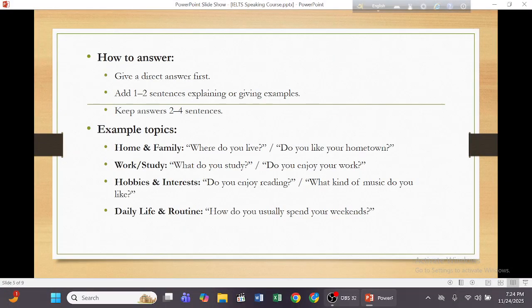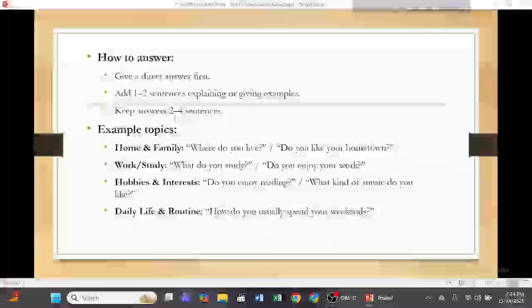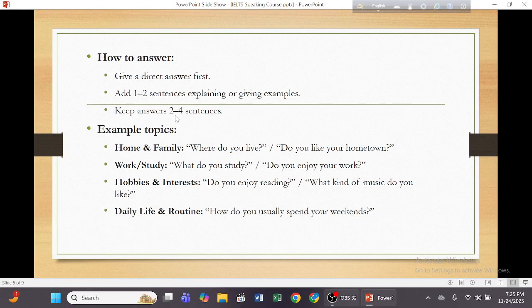We are going to our next slide, where we can see how to answer part one. Just try to follow this trick. First of all, you have to understand the question, and then answer it properly. Give a direct answer first, and then add one or two sentences explaining or giving an example. It is not mandatory to add an example for part one, but sometimes you can. Then keep your answers very short, two to four sentences.